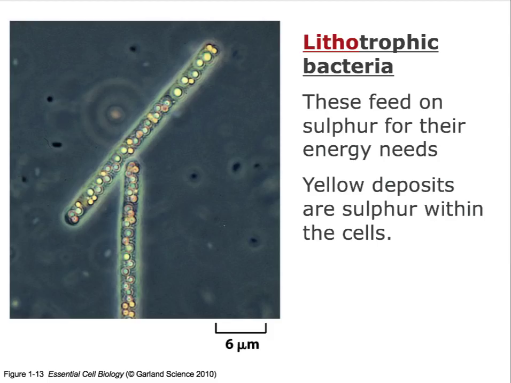Another combination of bacterial cells is indicated here. These are lithotrophic bacteria. That means they feed on inorganic material as their source of energy. These particular bacteria would be found in deep oceanic vents under the ocean, and they get their food supply not from sunlight or from carbon, but from sulfur being emitted from the core of the planet. The yellow deposits inside the cells, and there are two cells represented here, are the sulfur that the cell uses for energy.